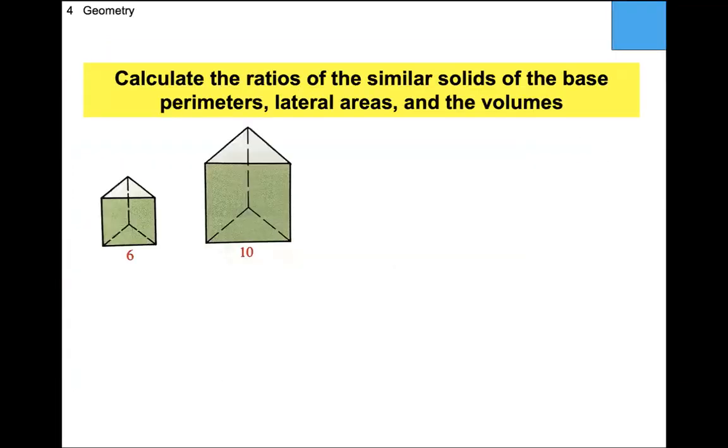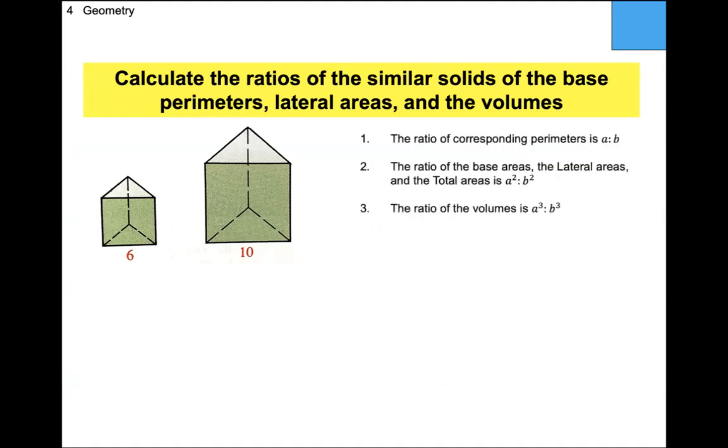So you will be told that you have similar solids. I am told right here that these two solids are both triangular prisms. They're not pyramids, they're triangular prisms, and we're told they're similar. It says calculate the ratio of their perimeters, their lateral areas, and their volumes. And if we use that previous theorem, which is right there, you're going to see how quickly this is done.